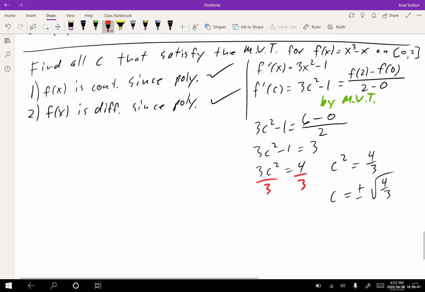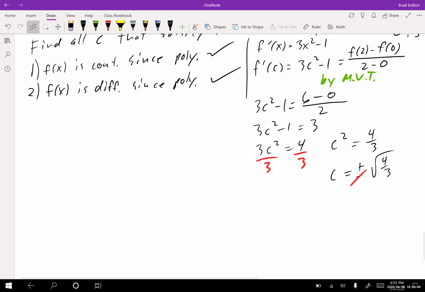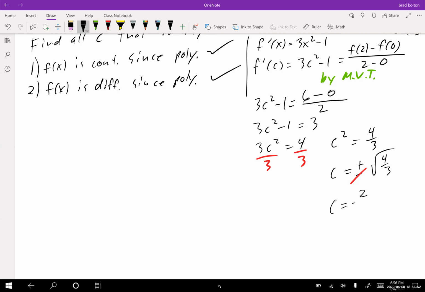However, we know once again that we're on 0 to 2, so we're going to throw out the negative. And the square root of 4 over 3 is definitely in the interval. It's really c equals 2 over the square root of 3. That would be our final answer. And remember, you don't have to rationalize denominators in this class, but you do have to clean up radicals. So this would be the square root of 4, which is 2, over the square root of 3. Okay, so that's a little bit more practice with the mean value theorem.